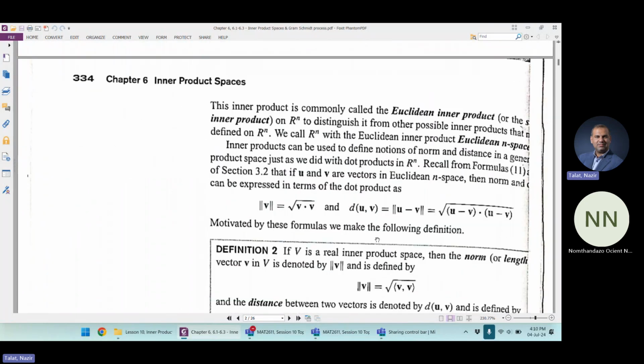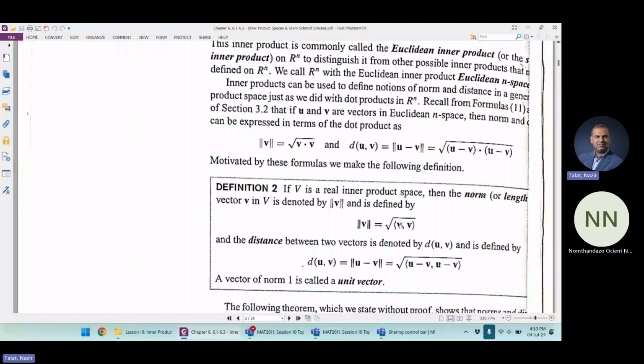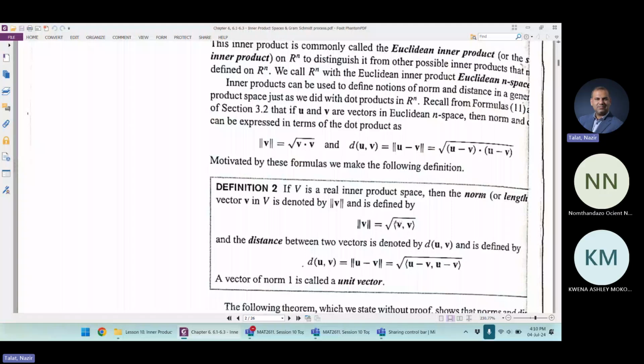If we take the inner product of v with v and take its square root, it gives us the norm of v. The norm, or the length of a vector, can be obtained with the inner product. For instance, if we take the inner product of v and v and then take its square root, it gives us the length of that vector from the origin.